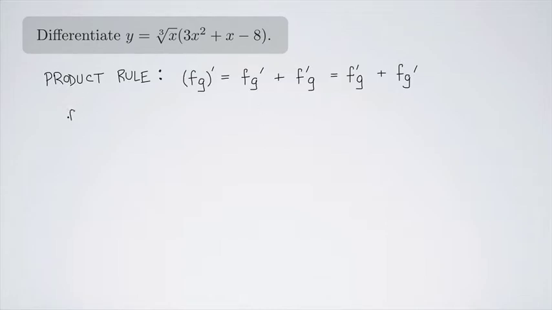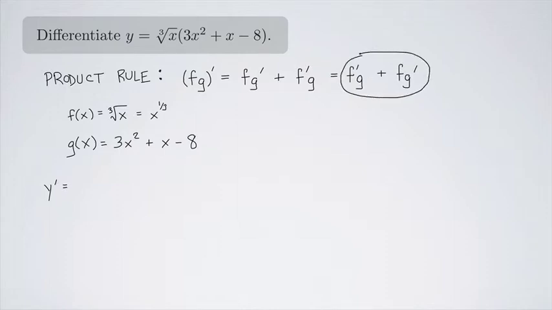So in this case, my f of x is going to be the cube root of x, which I can rewrite as x to the 1/3 power if I want. My g of x, that's going to be this polynomial, 3x squared plus x minus 8. And now I am ready to differentiate. So y prime equals, and I'll use this form of the formula right here.